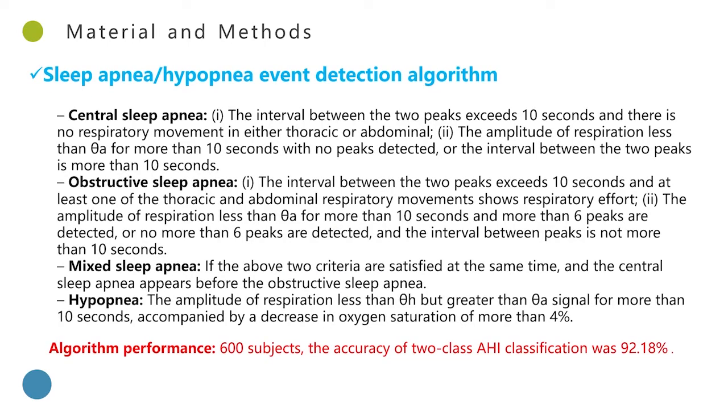The following criteria was used to determine sleep apnea or hypopnea events. To evaluate the algorithm performance, 600 subjects were randomly selected from the SHHS database. There were 300 cases, each with AHI less than 5 and AHI greater than or equal to 5. The accuracy for the two-class AHI classification was 92.18%.